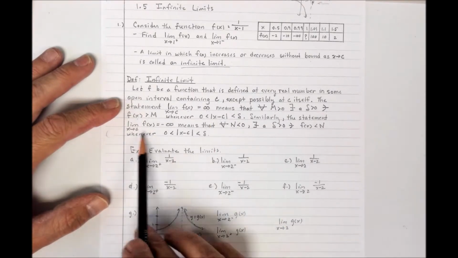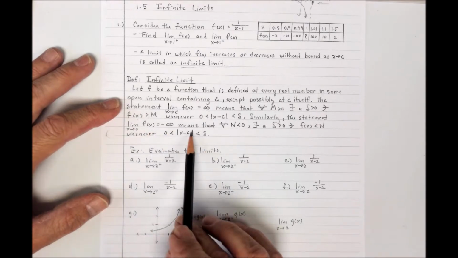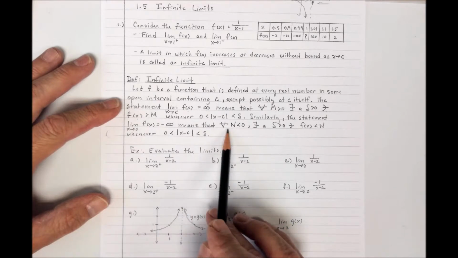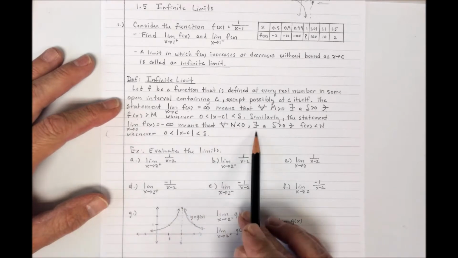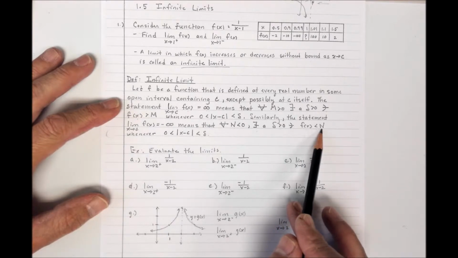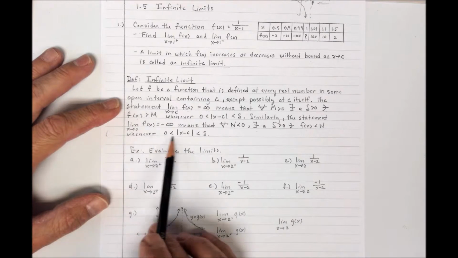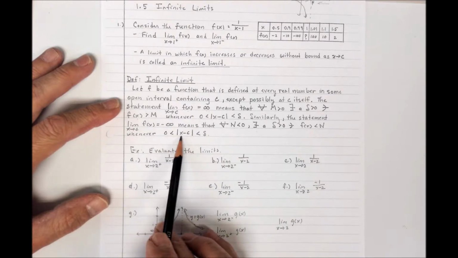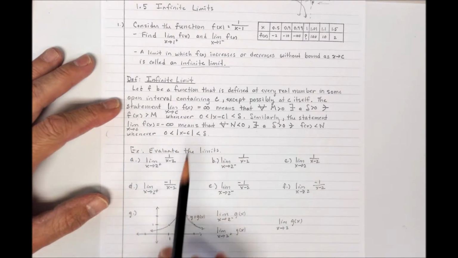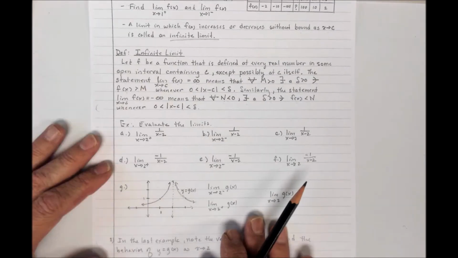Similarly, the statement the limit as x approaches c of f of x is negative infinity means that for all N, capital N less than 0, there exists a delta greater than 0 such that f of x is less than N, as a small number is unbounded below, whenever x is very close to c, when the absolute value of x minus c is greater than 0 but less than delta. So, with all that stated, let's look at some actual examples.